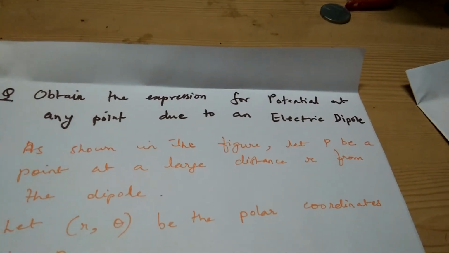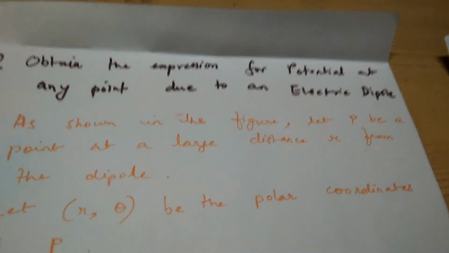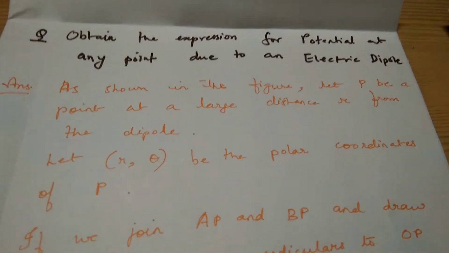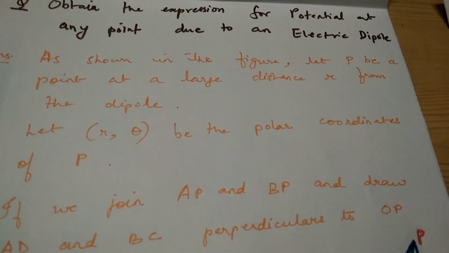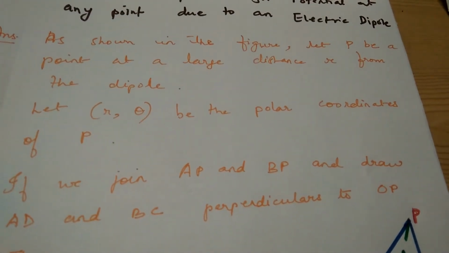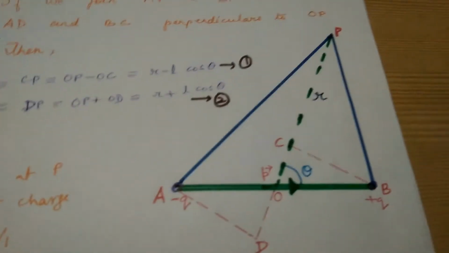Let's see the next question. Obtain the expression for potential at any point due to an electric dipole. So, let us consider a point P as before, and this time we consider the polar coordinates r, theta. So, this is how our figure looks.